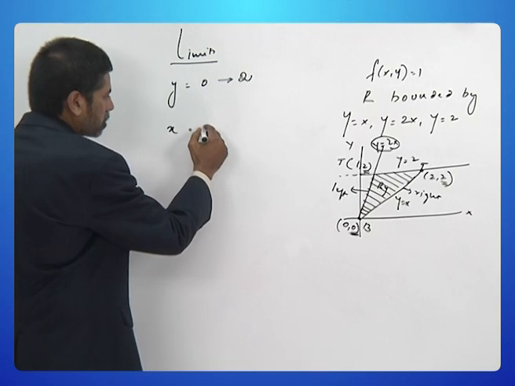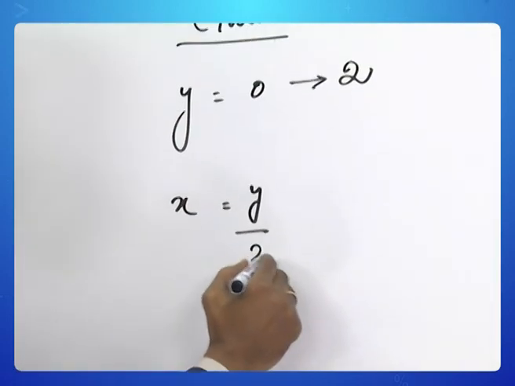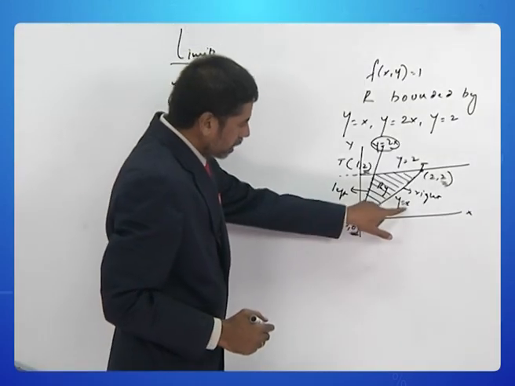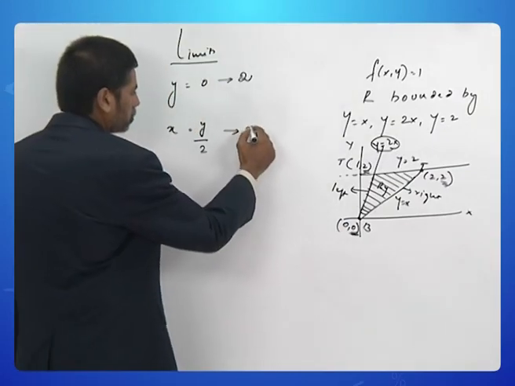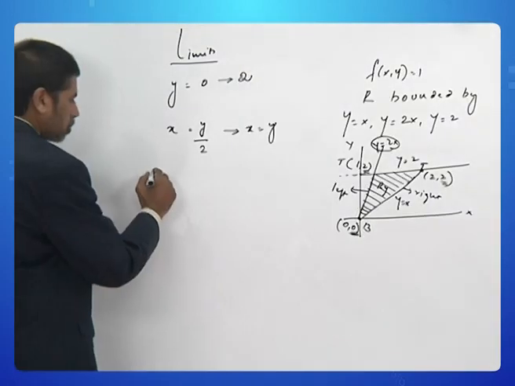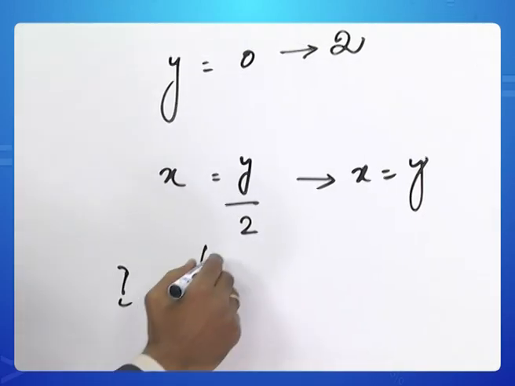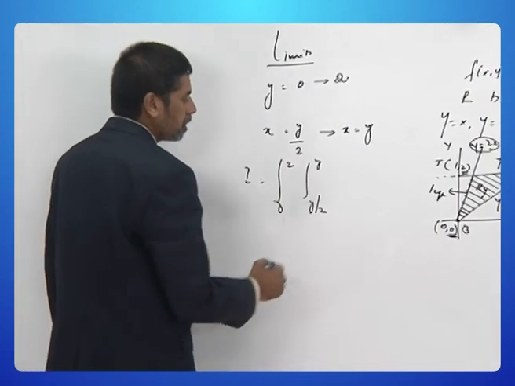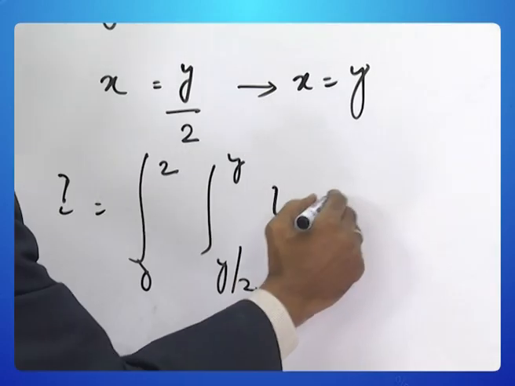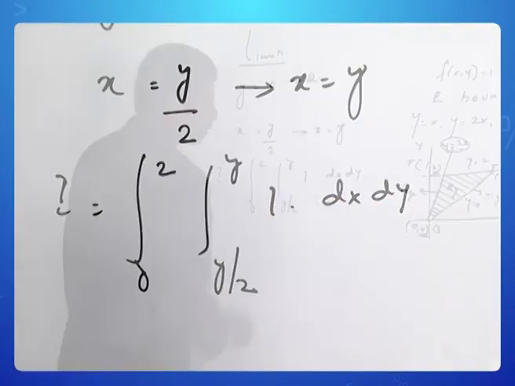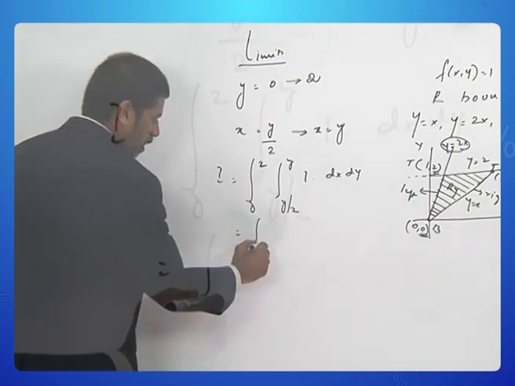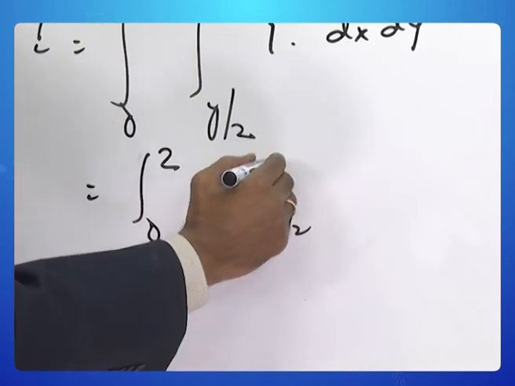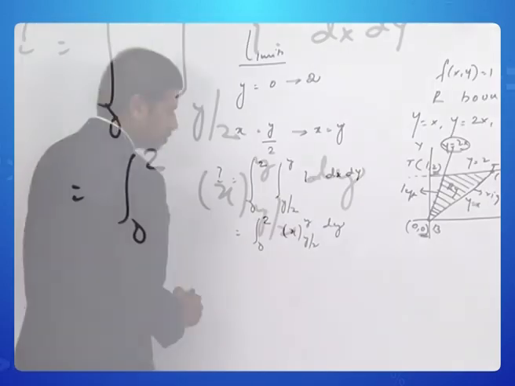Now the equation of this line is here. So you write x is equal to y by 2 to x is equal to y. So y from 0 to 2, x from y by 2 to y, the function is 1. Now the order is dx dy. So let's find this answer: integral 0 to 2, x from y by 2 to y, dy.